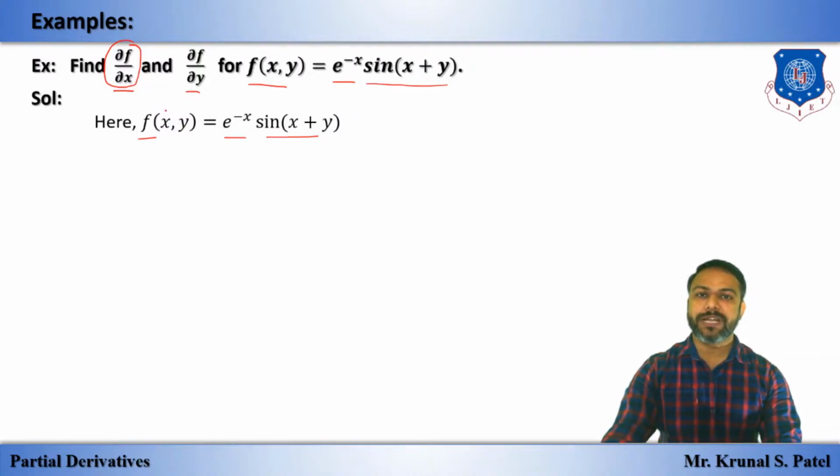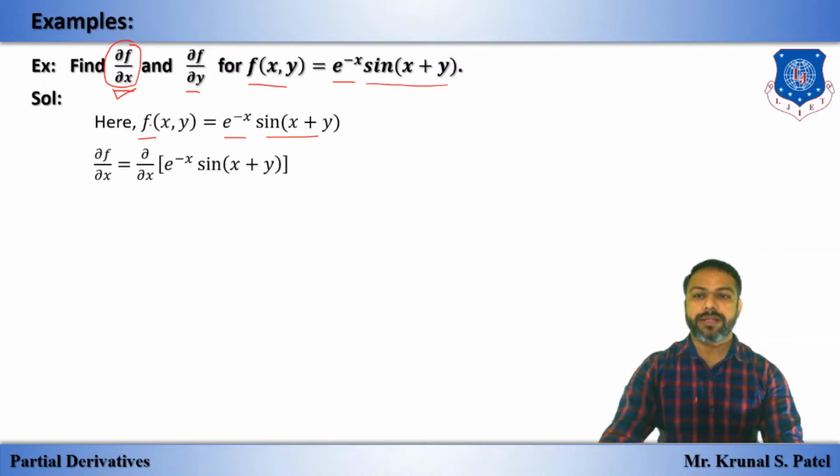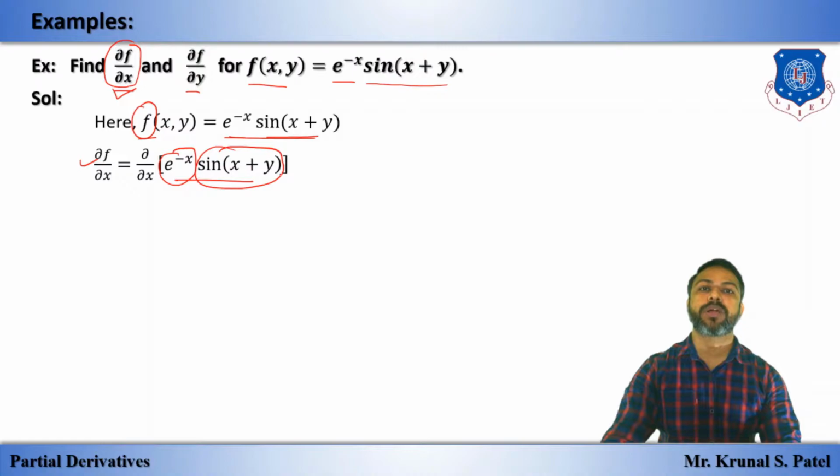In a partial derivative, whenever we differentiate with respect to one variable, we treat the other variables as constants. So here we want to differentiate with respect to x, so we treat y as a constant. Now apply ∂/∂x on both sides. So f becomes ∂f/∂x and ∂/∂x of the given function. Now here we are differentiating with respect to x, and x appears in both factors, so we will apply the product rule here.